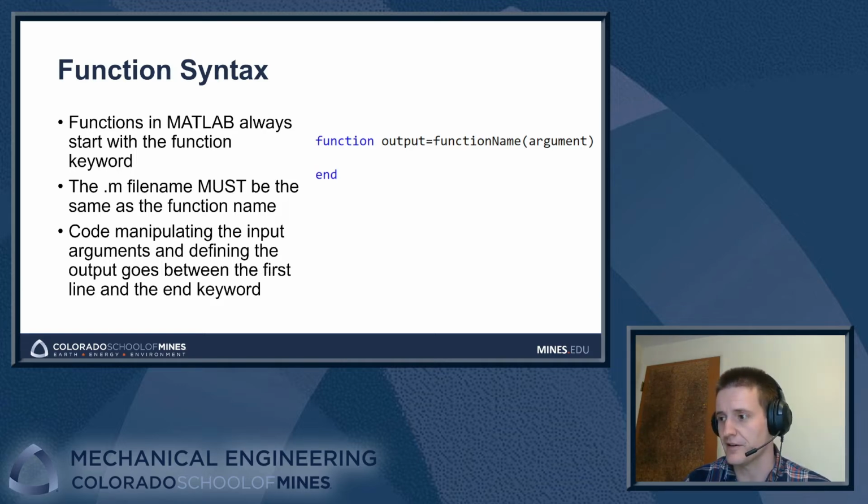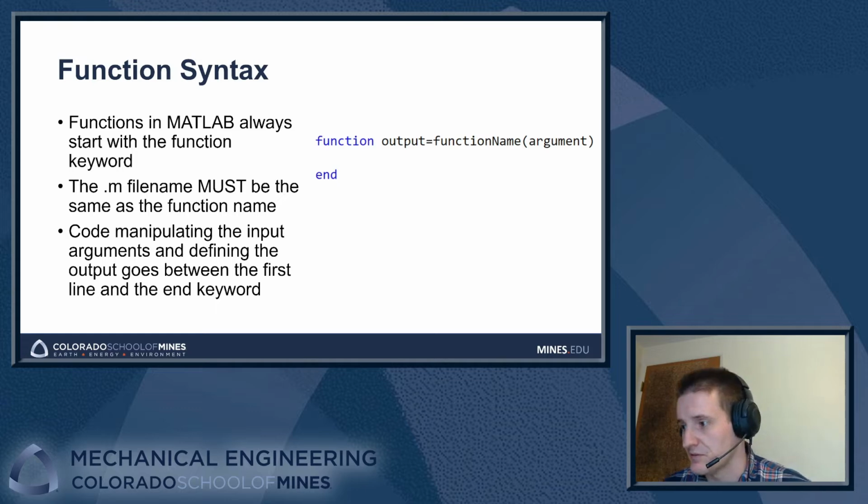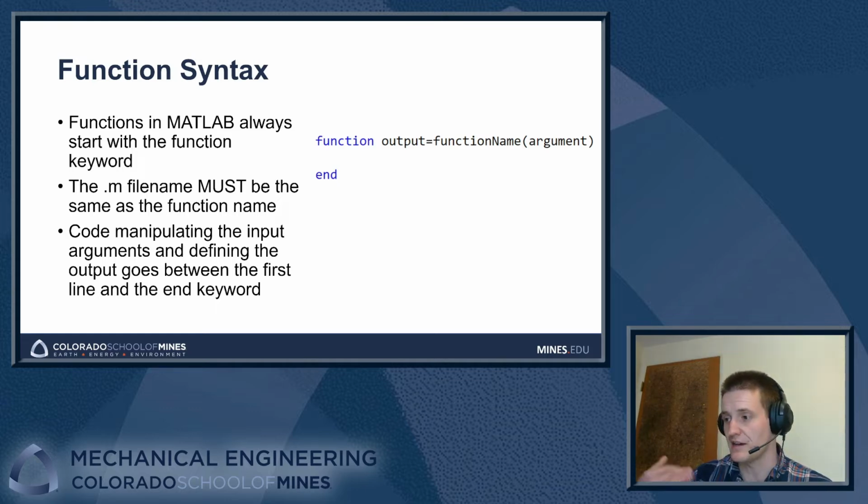If you get an error, that can be a common thing that you run into when you try and save the file. It'll let you know, hey, the function name and the file name don't match. So just make sure that they are exactly the same. That's case sensitive also. Okay, and then we declare the function with the function keyword. Then the syntax is we have our output variable, and we set that equal to the function name with then the arguments to the function going in parentheses.